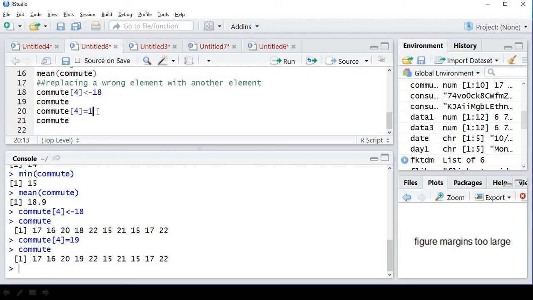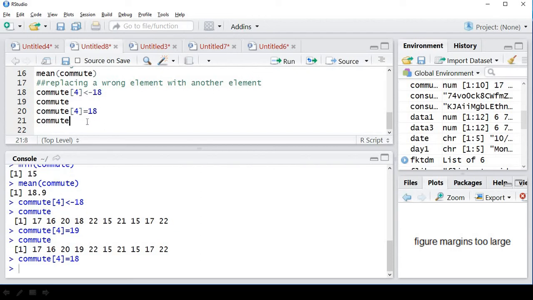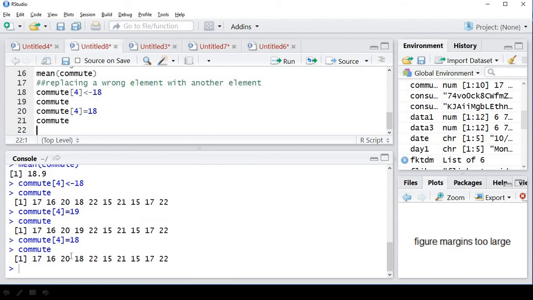Okay, so let's again revert back. Let us make it 18 and then run commute. You can see I have 18.